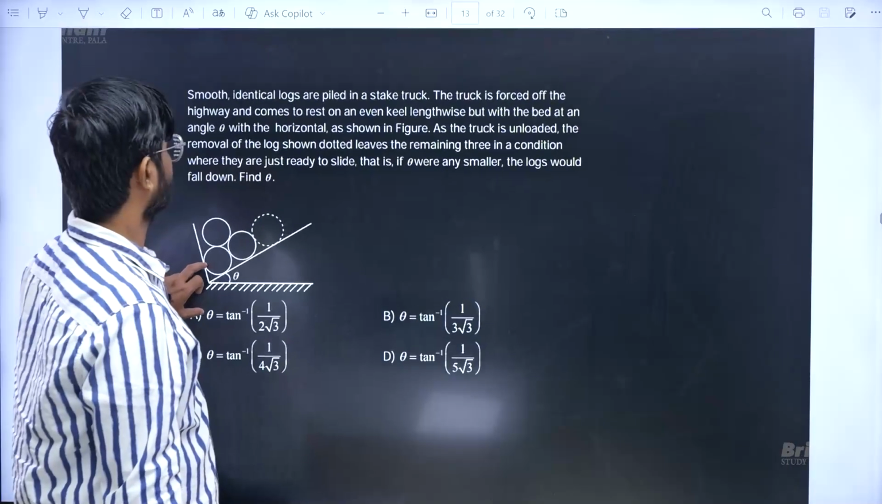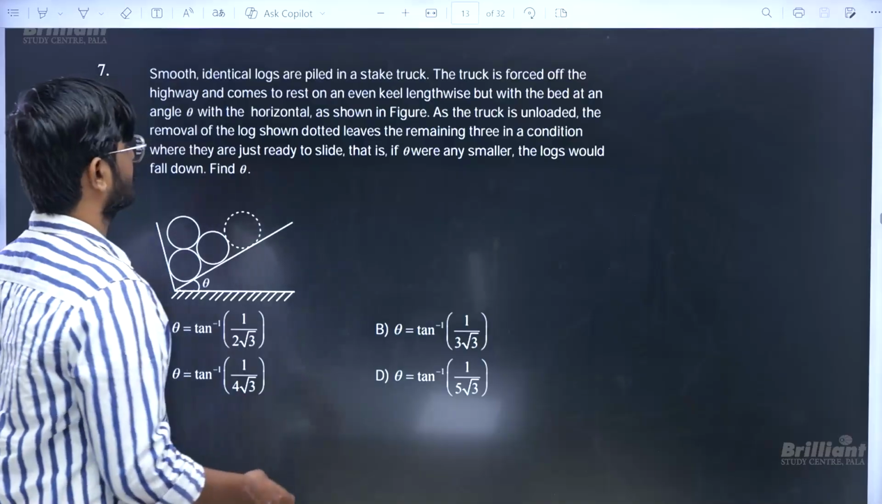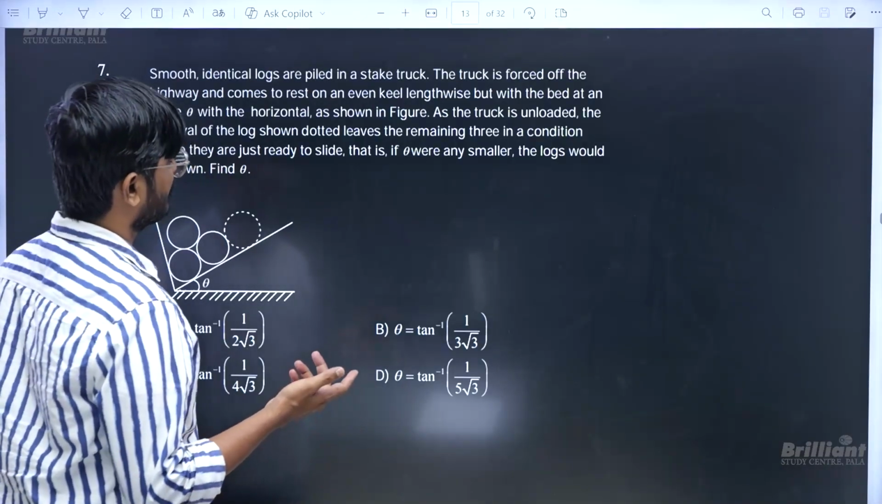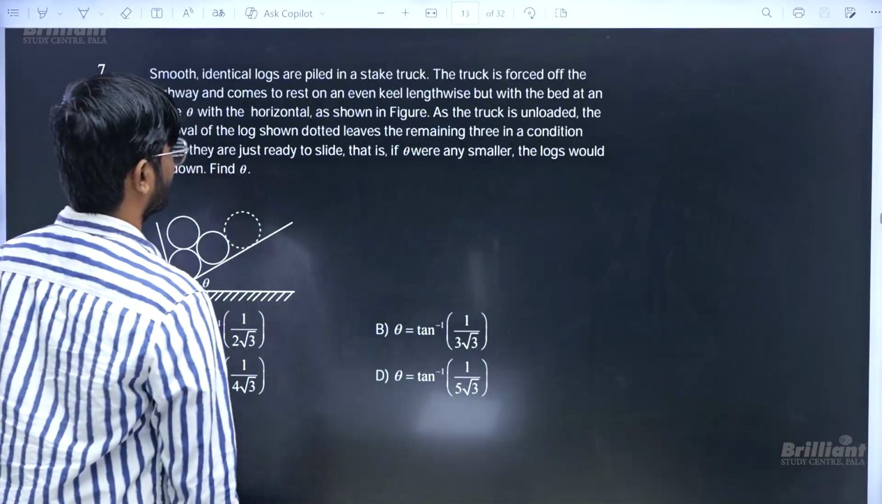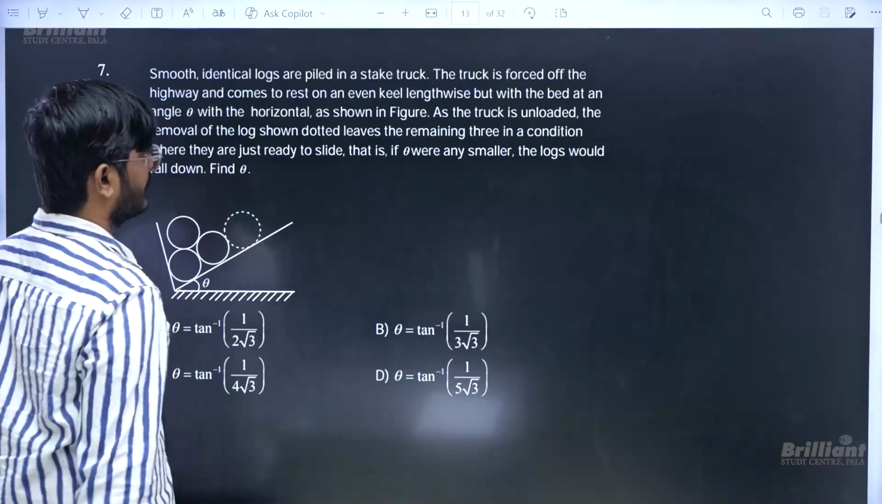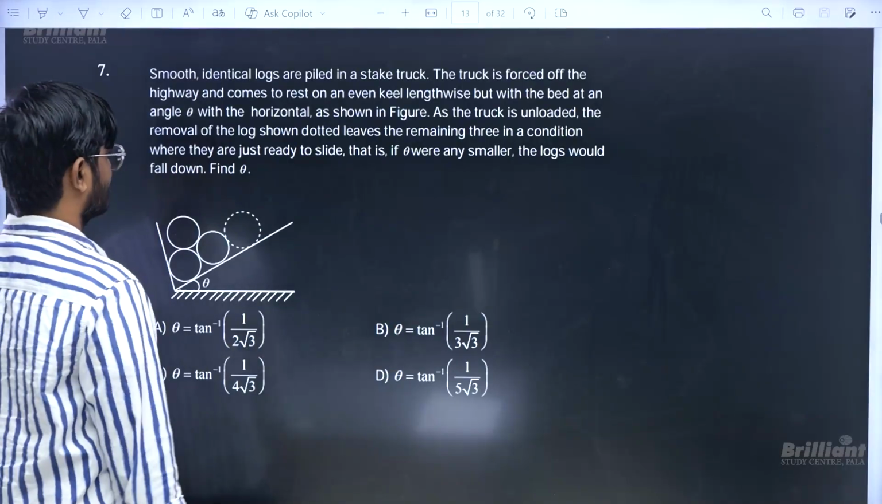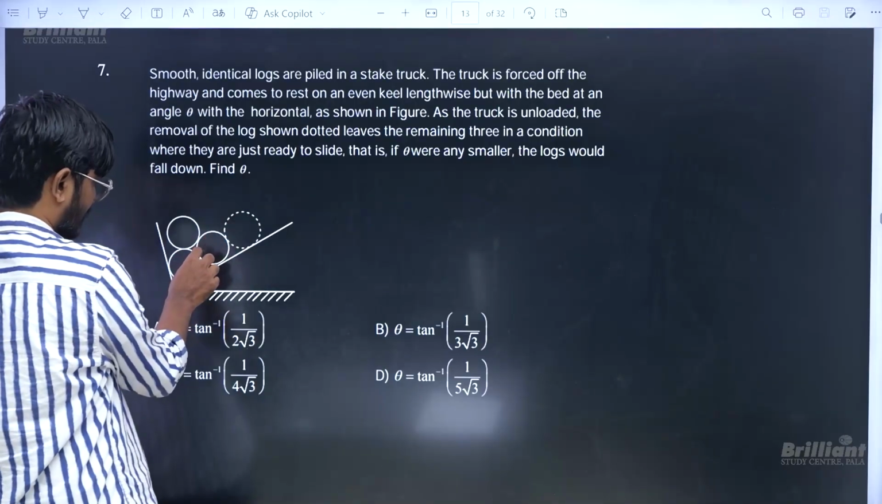Smooth identical logs are piled in a stake truck. The truck is forced off the highway and comes to rest on an even keel lengthwise, but with the bed at an angle theta with the horizontal. As the truck is unloaded, removal of the log shown in dotted line leaves the remaining 3 in a condition where they are just ready to slide. The meaning is it's about to move. So this contact is not there.